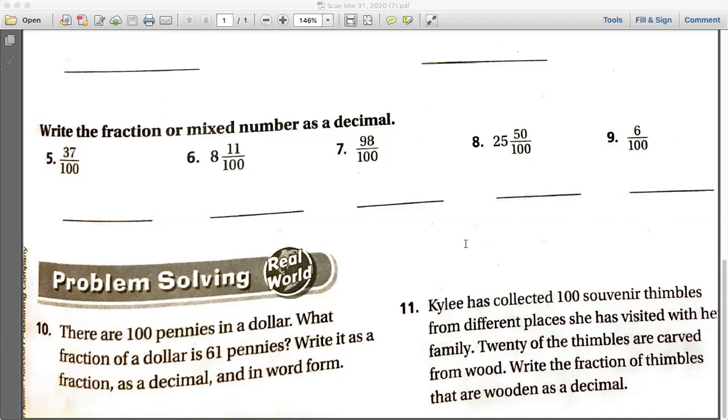So 20 hundredths would just look like, let's go back to drawing. 20 hundredths would just look like this, right? Remember, you need 2 digits to make hundredths. 20 hundredths looks like that.